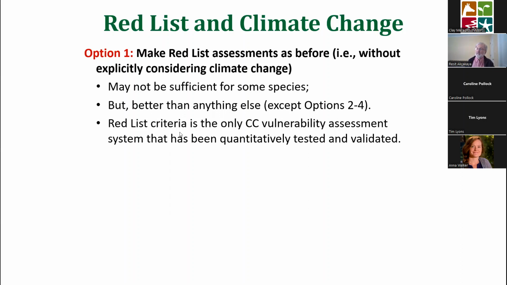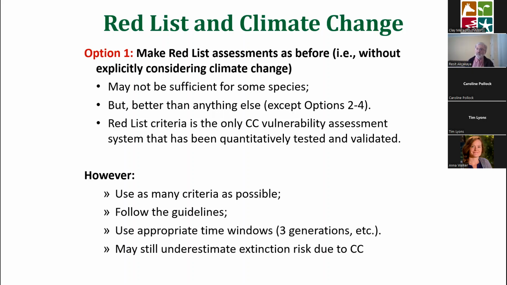As I mentioned, we have validated this approach, and the Red List criteria is actually the only climate change vulnerability assessment system that has been quantitatively tested and validated to assess species correctly. So that's important. However, you have to use as many criteria as possible, follow the guidelines, use appropriate time windows. That's another issue that's discussed in this climate change section. What time frame we use.